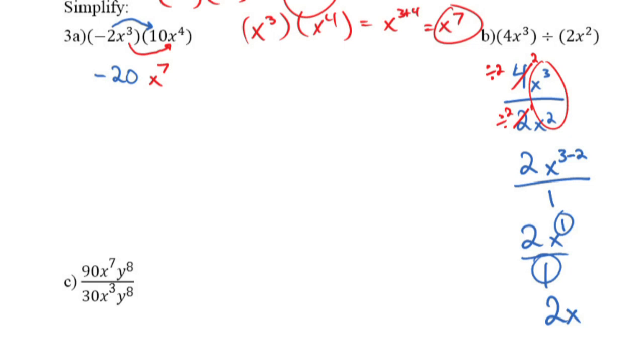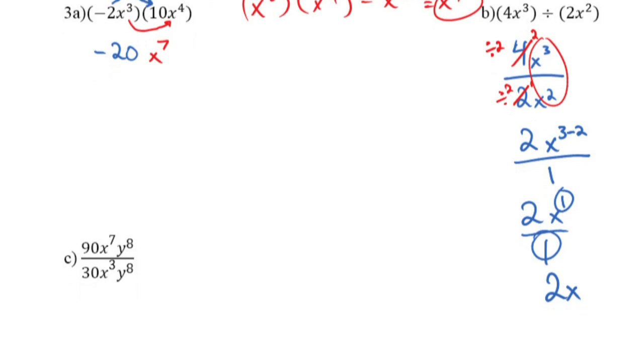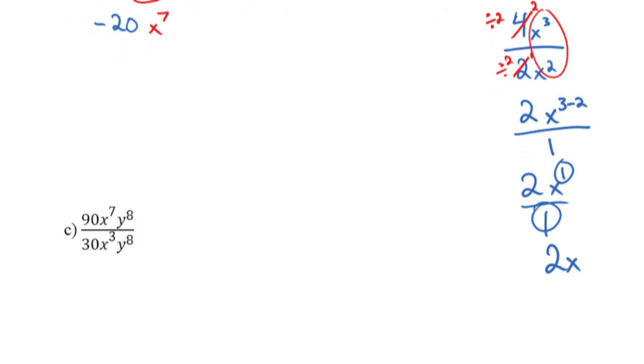All right, last one, letter C. Definitely you guys will need some time to work on these types of questions. Let's look at 90 divided by 30 first. I know 90 divided by 30 is going to give me 3 because 30 goes into 90 3 times. So I'm going to write that down as a 3. Then I'm going to have this x to the power 7 on top, and then I have a 3 on the bottom, so I'm going to subtract my exponents.